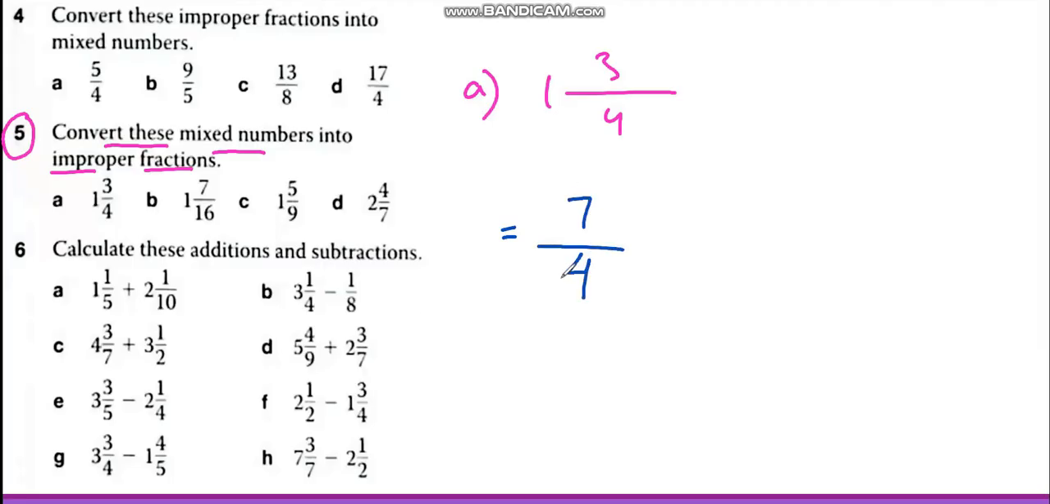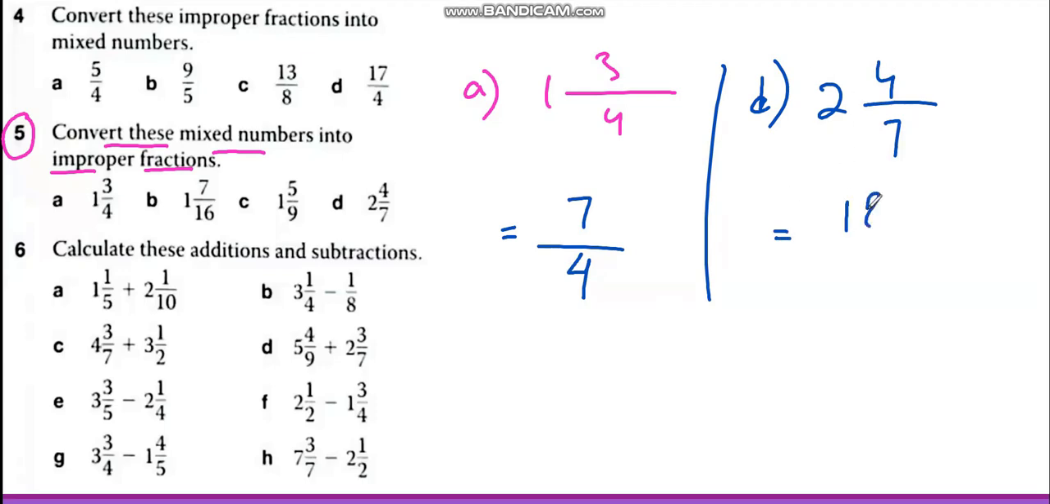We don't change the denominator, we just change the numerator by first multiplying the divisor with the whole number and then adding the numerator to it. Let me do D part here, which is 2 and 4/7. So again, if we multiply the denominator with the whole number, we get 14. And if we add 4 to it, we get 18, and it will be 18 over 7.